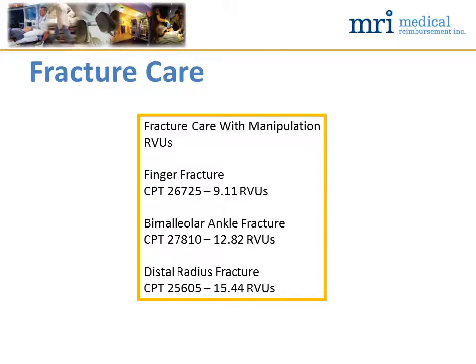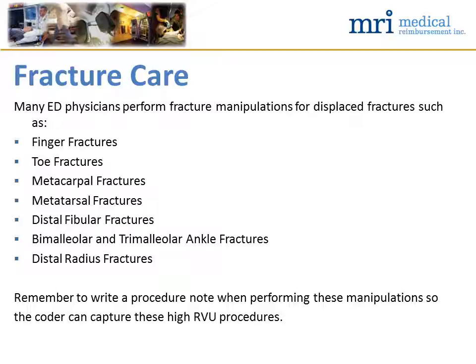If we look at some of the RVUs for fracture care codes with manipulation, you can see finger fractures carry an RVU of like 9.11, ankle fractures 12.82, and wrist fractures 15.44. Some of the most common fracture codes that emergency department physicians see that require manipulation would be for fractures such as finger fractures, toes, metacarpal, metatarsal, distal fibula fractures, ankle fractures, and distal radius fractures. The physicians need to always remember to write a procedure note when performing these manipulations so that the coder can always make sure to capture these high RVU procedures.